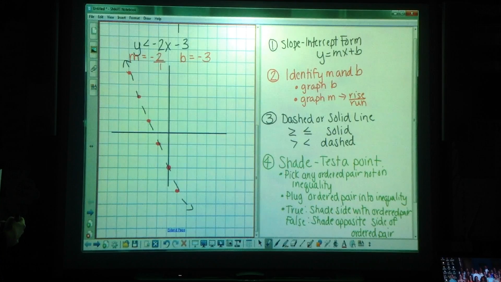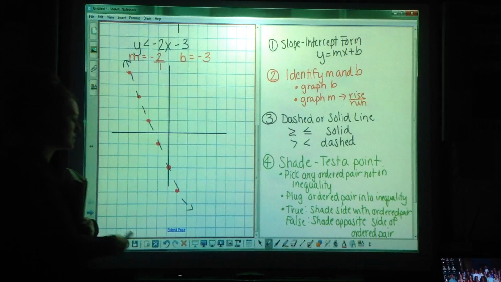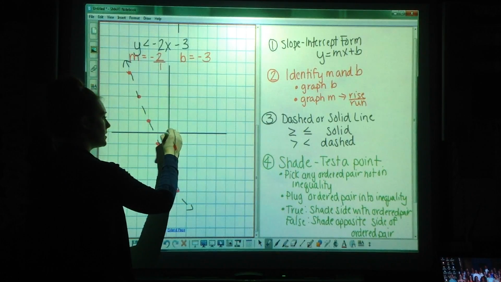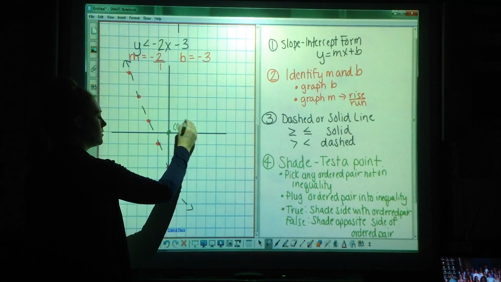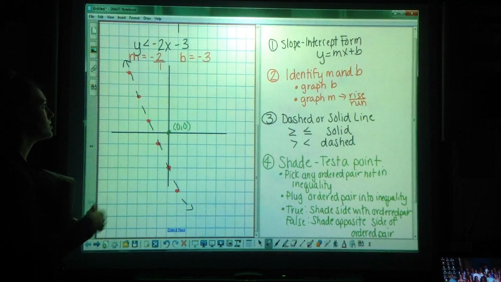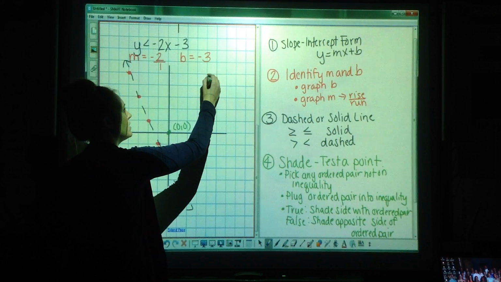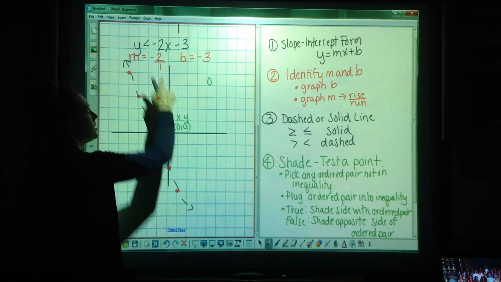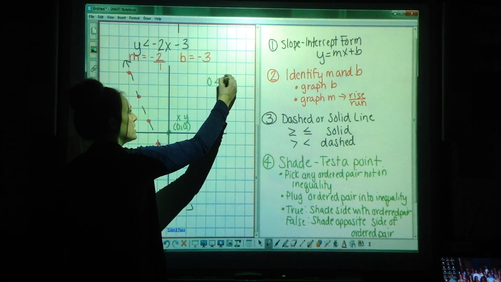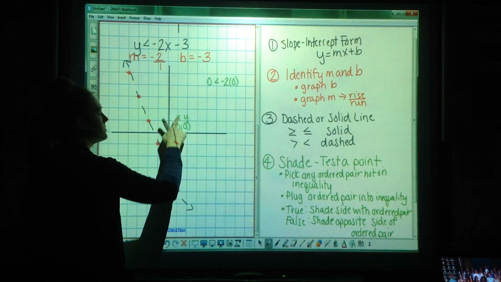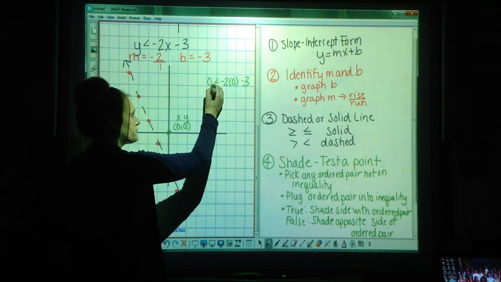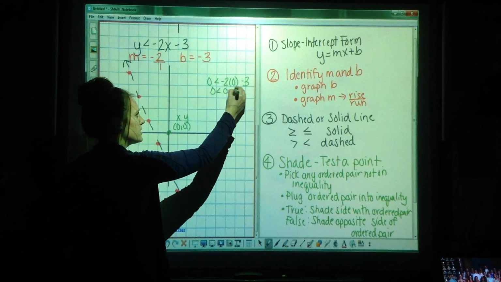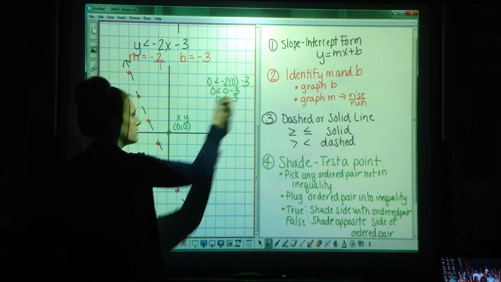And then we have to decide if we're going to shade above the line or below the line, to the left of the line or to the right of the line. So I'm going to pick any ordered pair that does not lie on the line. And again, I'm going to pick 0, 0. I'm going to plug that into the original inequality. 0 is my x value, 0 is my y value. 0 is less than negative 2 times x, which is also 0, minus 3. 0 is less than 0 minus 3. 0 is less than negative 3.